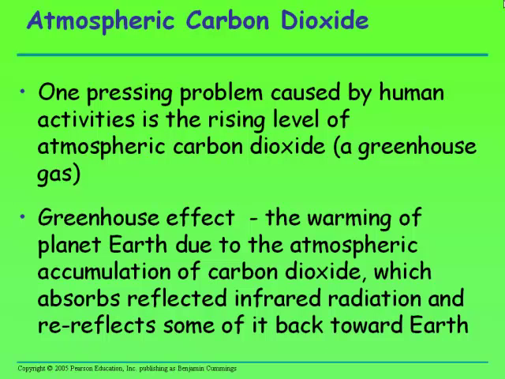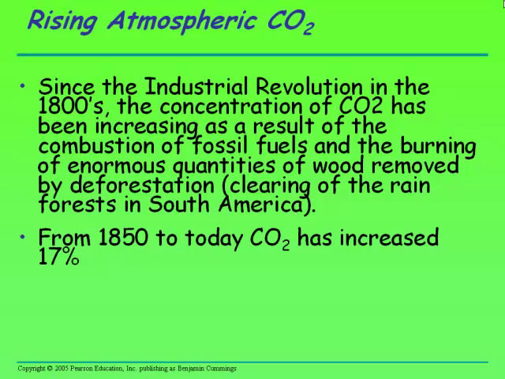One pressing problem caused by human activities is the rising level of atmospheric carbon dioxide, a greenhouse gas causing the greenhouse effect. So the warming of planet Earth due to atmospheric accumulation of carbon dioxide, which absorbs reflected infrared radiation and reflects it back towards Earth, warming the Earth. So CO2 is one greenhouse gas. Like the amount of moisture in the air also causes reflection, but that's done that since the beginning of time. It's only in the past 200 years, really, that CO2 has risen.